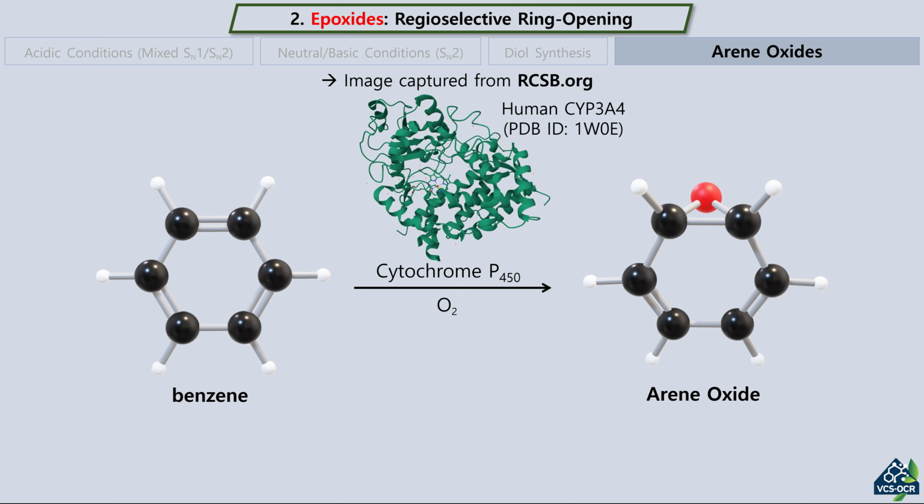In our bodies, aromatic compounds like benzene are metabolized by enzymes known as cytochrome P450.